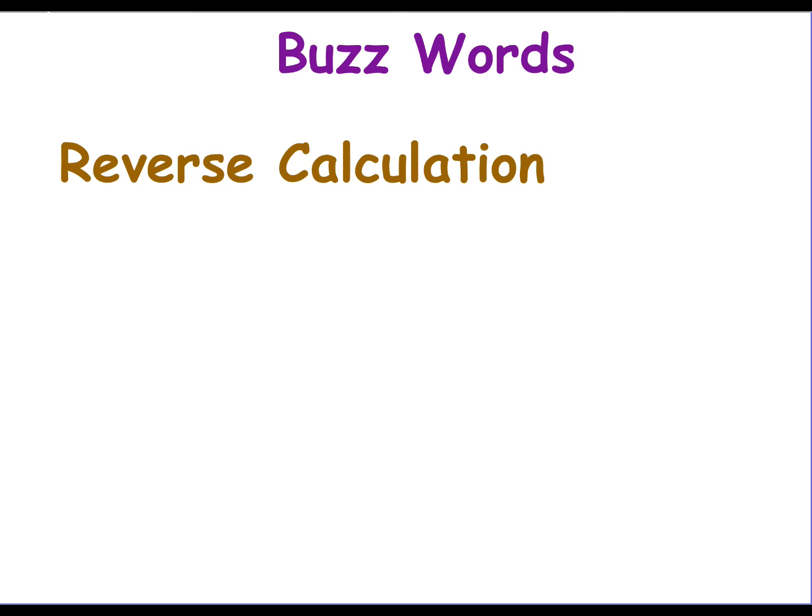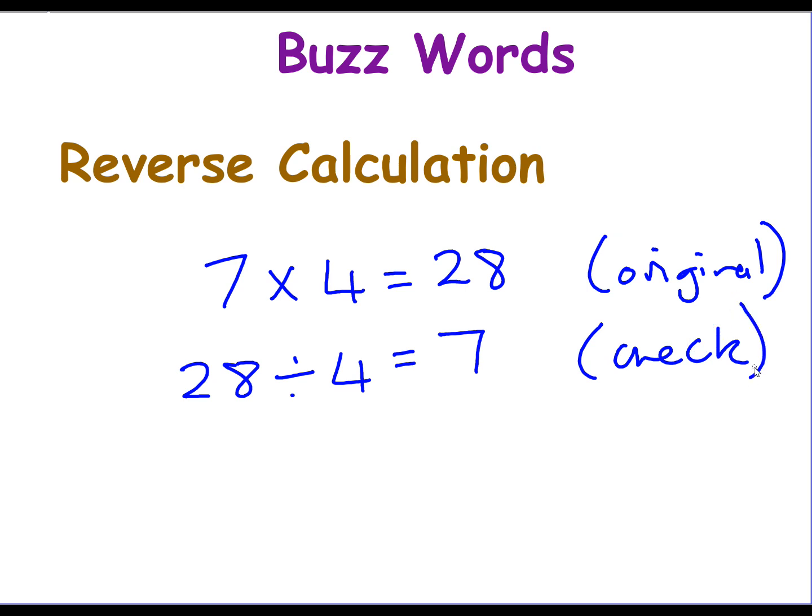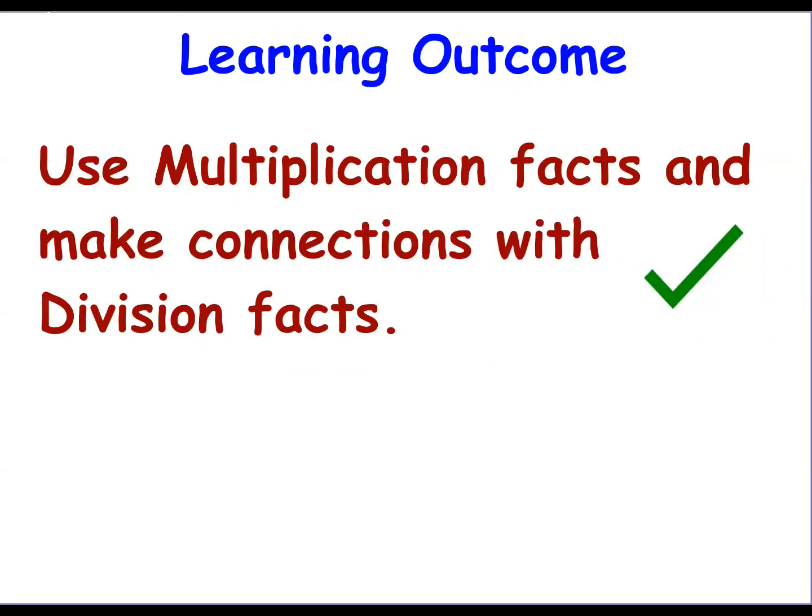The only buzzword we need to remember on this particular video is reverse calculation. So if you're given a simple calculation in an exam, such as 7 times 4 equals 28, and that's your original calculation, then to do your reverse calculation, your answer becomes the first number. You reverse the function, divide it by 4, and your first number becomes your answer. And that is your check of your calculation, your reverse check. And that completes the learning outcome for this video, where we were using multiplication facts and making connections with division facts.